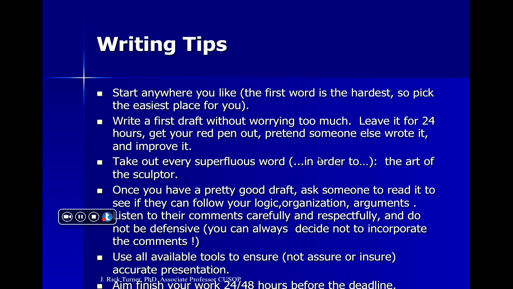Use all available tools to ensure an accurate presentation, and aim to finish your work 24 to 48 hours before the deadline. If you're emailing me your background at 4 a.m. when it's due that day, that's a bad sign that you didn't start early enough.